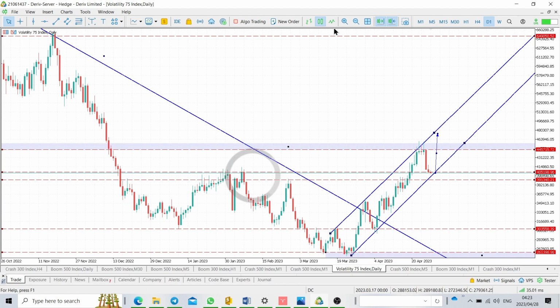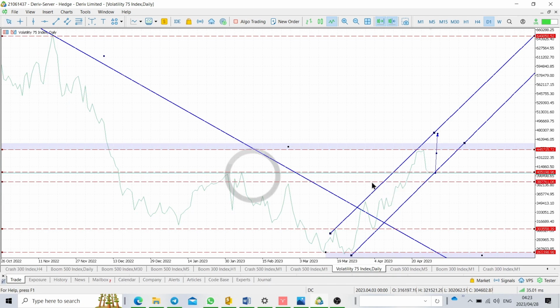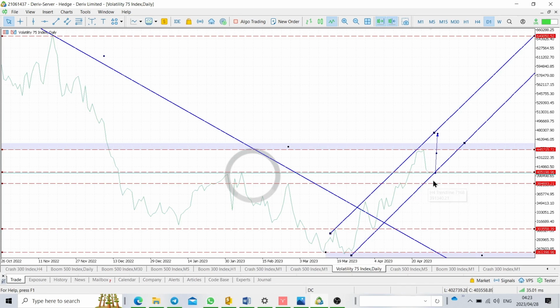So for you to be in a position where you can see this clearly, you need to switch from a candlestick chart to a line chart. This is the line chart. You'll be able to have a clear view of what is taking place in the market. So we are anticipating that during this zone, price is likely going to reverse and go upwards.